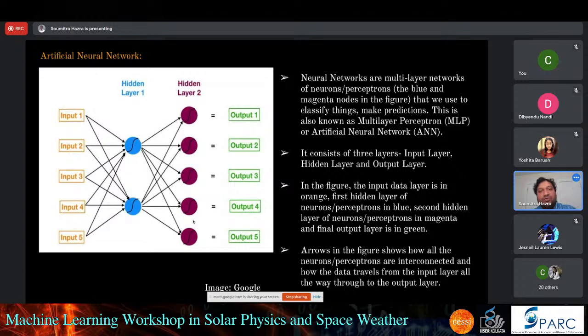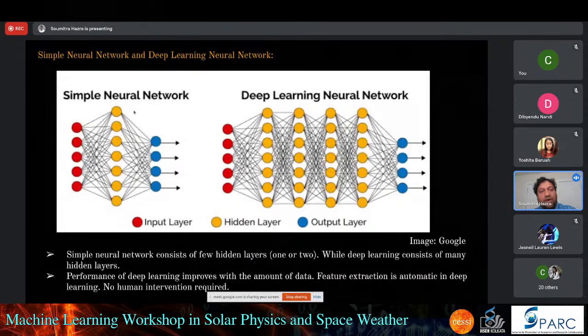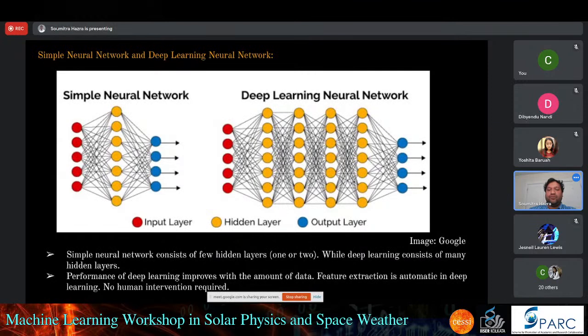When there are one or two hidden layers, we call them an artificial neural network, or simply a neural network. Sometimes it's also called a multi-layer perceptron. But if there are more layers, then we call them deep learning. You see that in a simple neural network, we have only one or two hidden layers. But if you have four, five or more, then we call this deep learning.